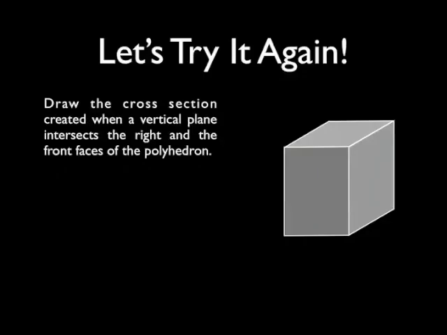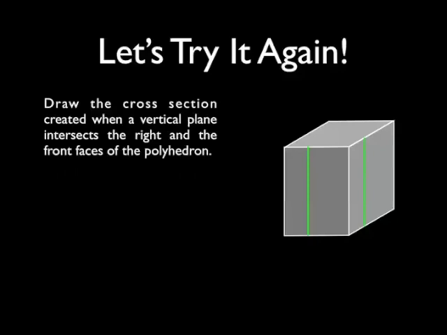A vertical plane is going to intersect this polyhedron. The first thing we need to do then is to draw vertical lines through the right face and the front face of the polyhedron. Let's start on the front, and I'm just going to draw a vertical line down there. And then I'm going to draw a vertical line down the right side. And notice it doesn't tell us where the plane intersects, just that it does.